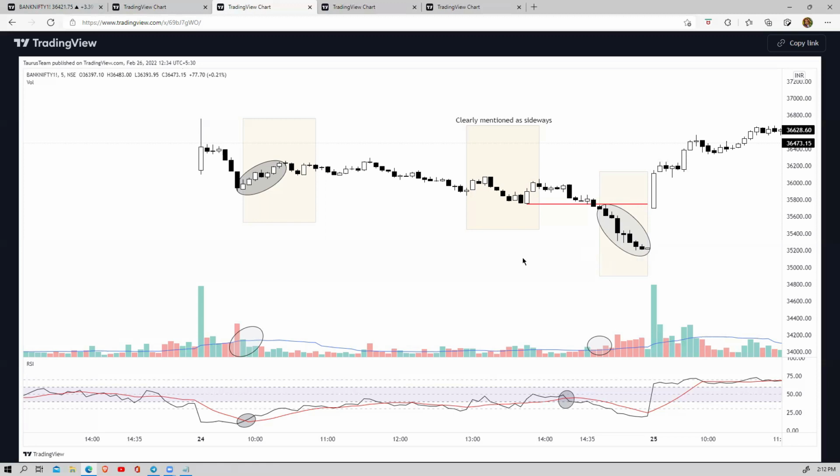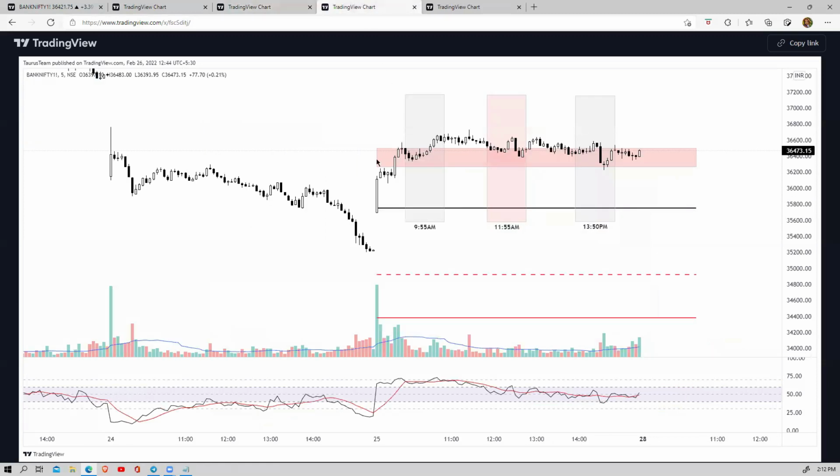So how does this thing work? The time, price, and indicator based. So now let's see a sideways market. This is the sideways market yesterday. On this day, you can clearly see that it is within the no trading zone that is provided in the channel. It is within the no trading zone.